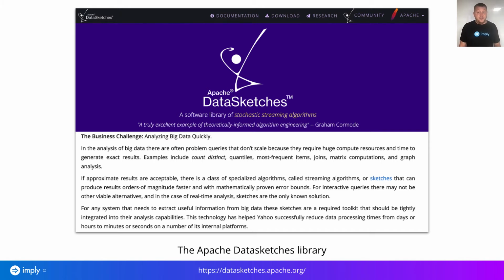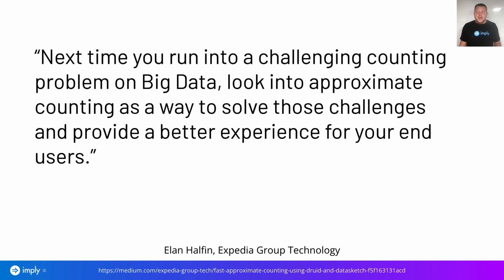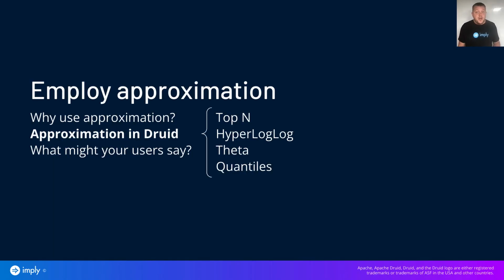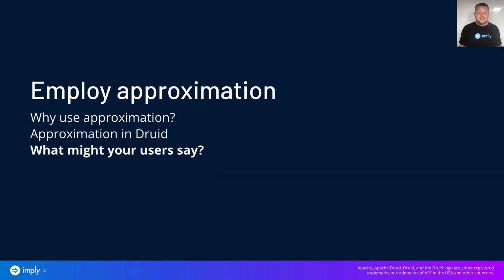The sketches that I use and rely on, the ones that you'll see in the docs, are part of an Apache project, the Apache Datasketches project. You can read more about them in high detail and contribute to the project yourself at datasketches.apache.org. Next time you run into a challenging counting problem on big data, look into approximate counting as a way to solve those challenges and provide a better experience for your end users. Approximation is a pivotal technique to apply in Druid to give you sub-second query responses that your Druid-powered application demands.